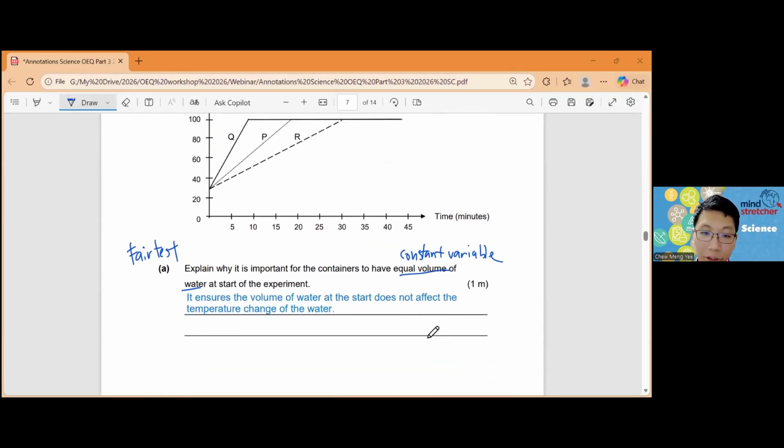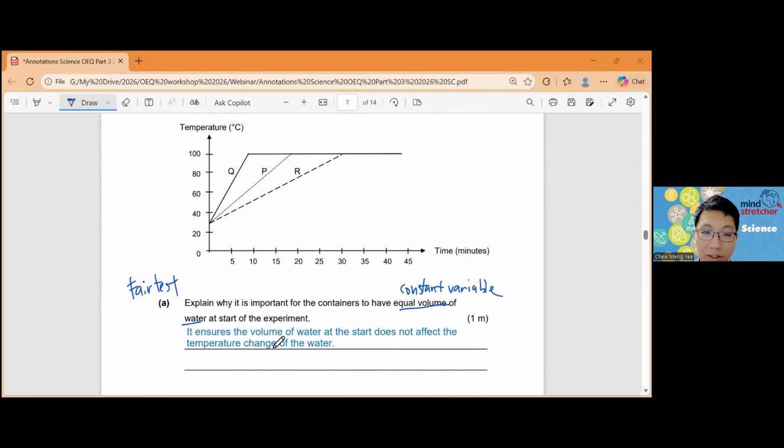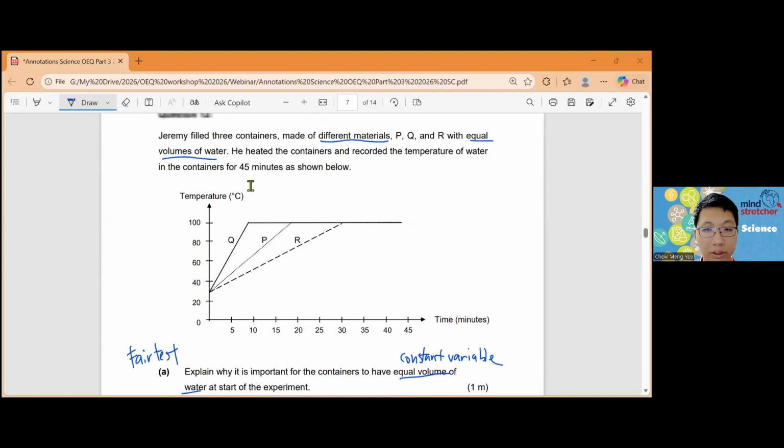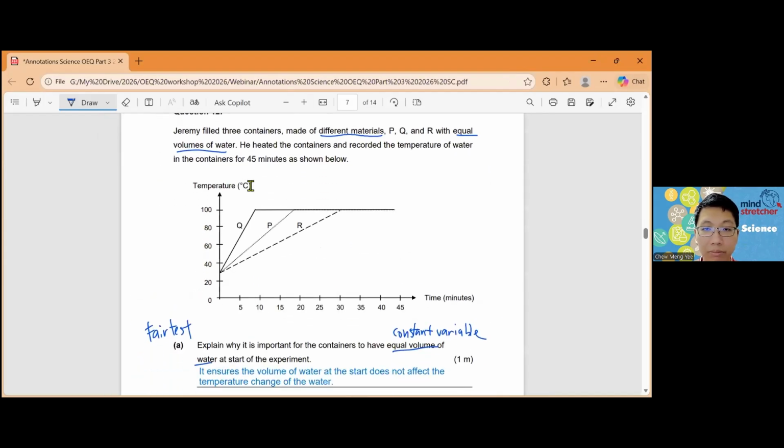If you write does not affect the temperature of the water, I think that is fine. But more specifically it is temperature change, because if you say it does not affect the temperature of water, it's not so accurate, because what we are measuring is how the temperature changes over time. Okay, move up. Unless you want me to go to the previous page.